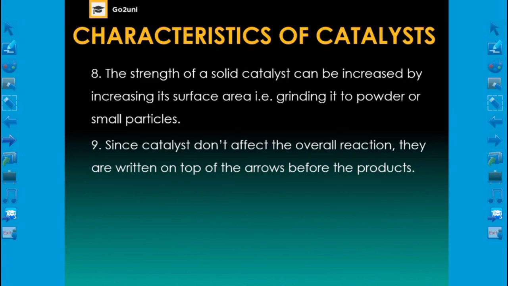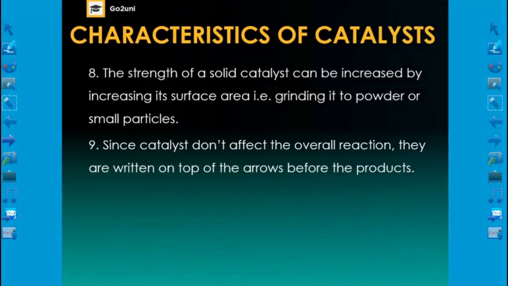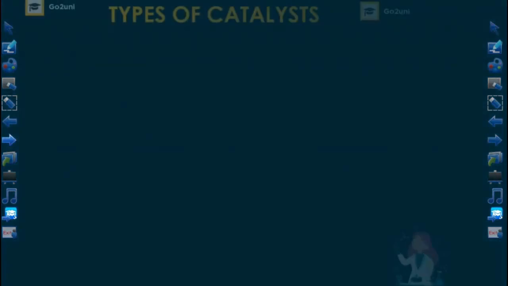Lastly, since catalysts don't affect the overall reaction, they are written on top of the arrows before the product. Since a catalyst has no influence in determining the type of product that will be formed from the reactants, catalysts are usually written on top of the arrows for any given reaction. These are the characteristics of catalysts.